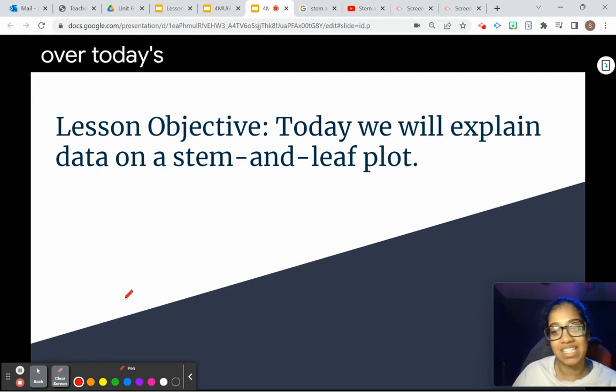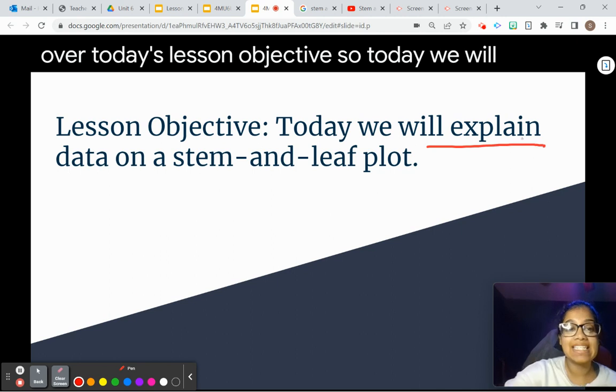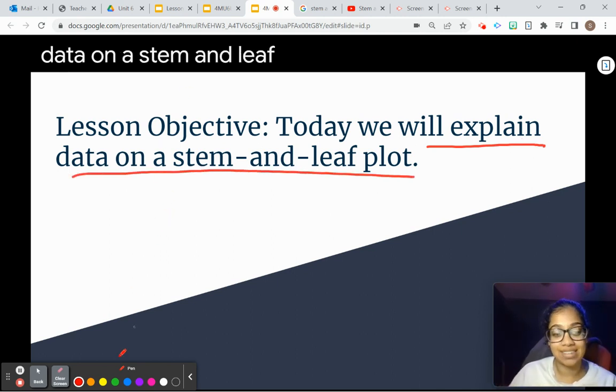Let's go over today's lesson objective. So, today we will explain data on a stem and leaf plot.